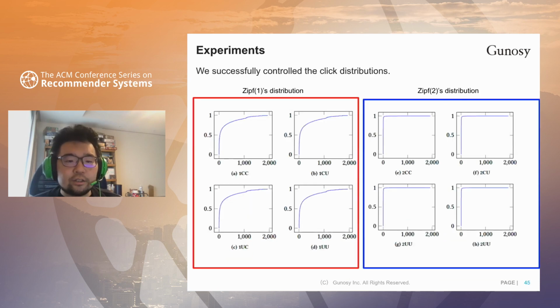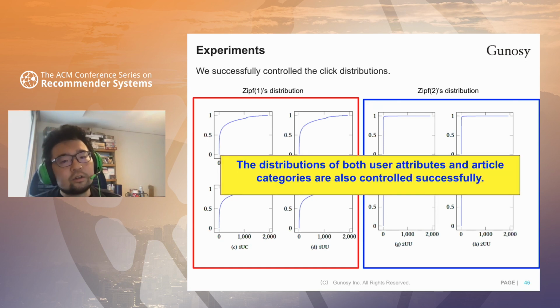This figure shows the cumulative densities of the number of clicks of the datasets. This result shows that we successfully controlled the click distribution of the dataset, and hence the business metrics can be anonymized. The distributions of both user attributes and categories are also controlled successfully. Please see our paper for details and the reasons.